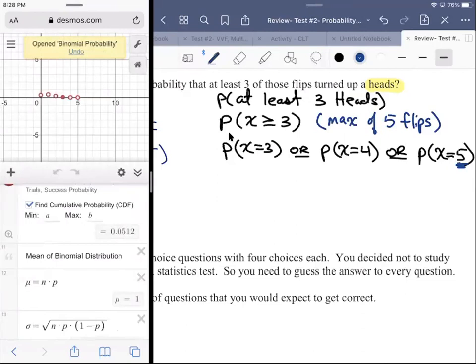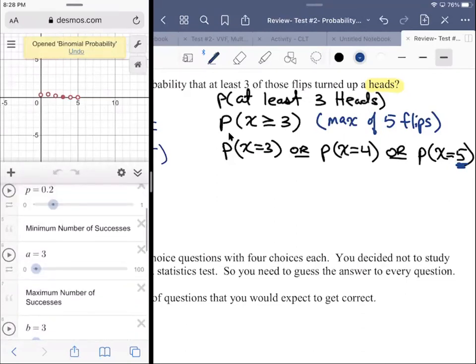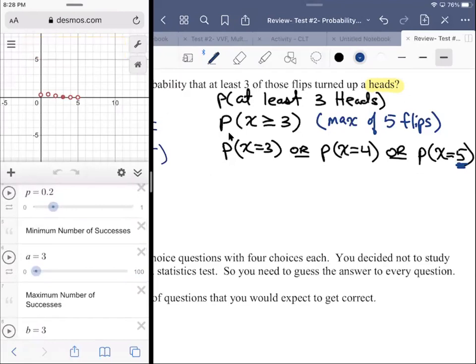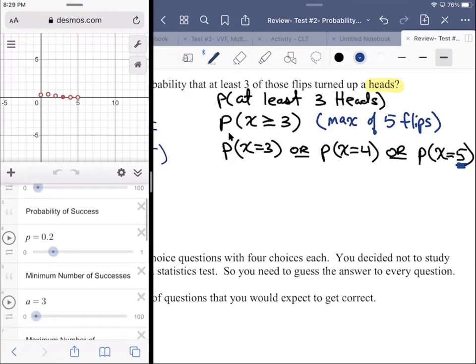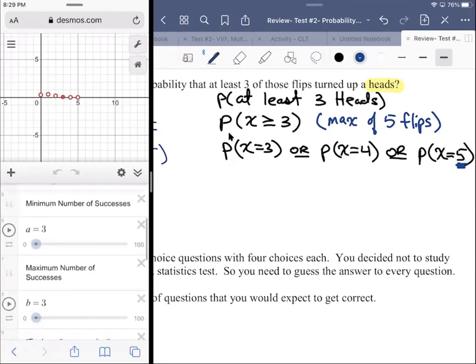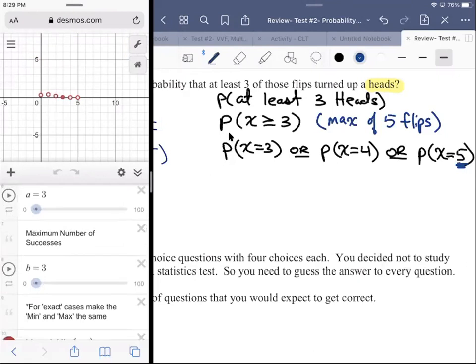Now, I tried to make sort of catch-all Desmos scripts without it being too confusing. But I also didn't want to get too many things into one script, because I knew that would drive people nuts. So if you look at the binomial probability, you have number of trials, probability of success, minimum number of successes, maximum number of successes. I created sliders for that to make life easier.